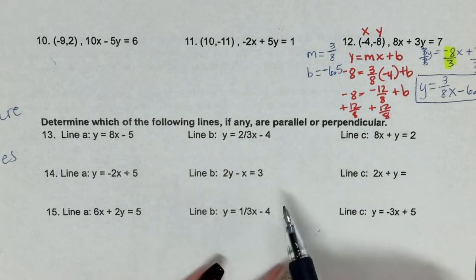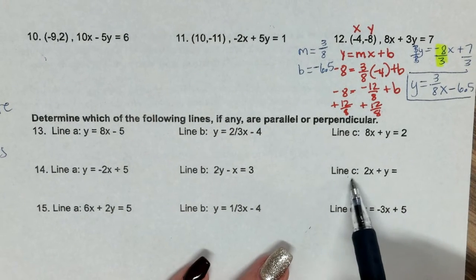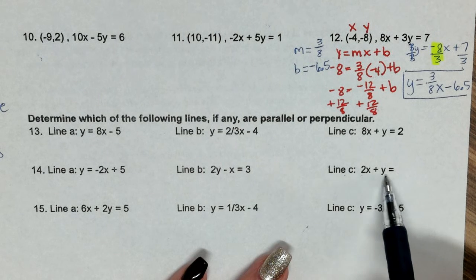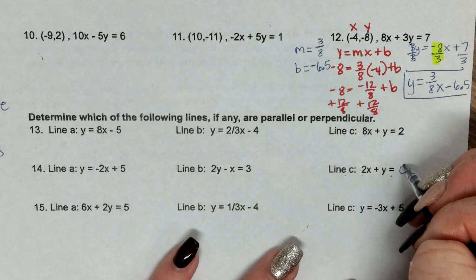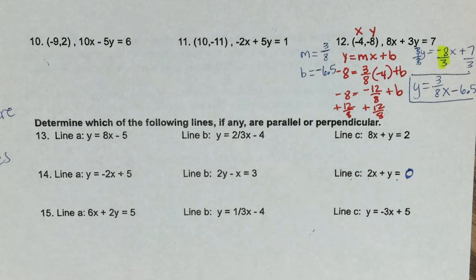Okay, everybody go to this middle one right here on line C. Do you see how it says 2x plus y equals? I think that's supposed to have a 0. So put a 0 right there. So the first thing you're going to have to do is put it in y equals mx plus b form to find the slopes. Yes?